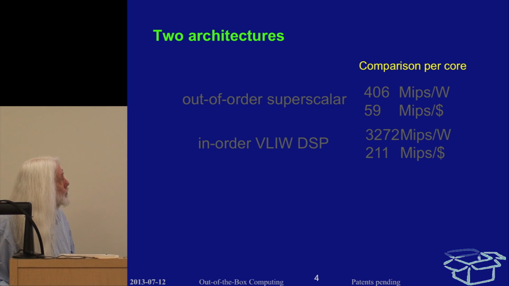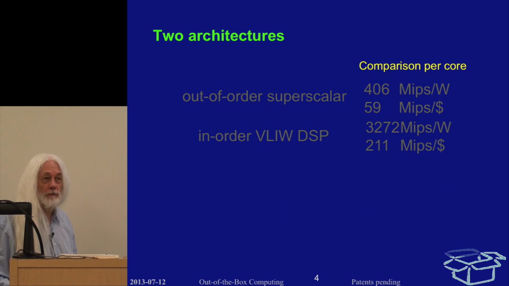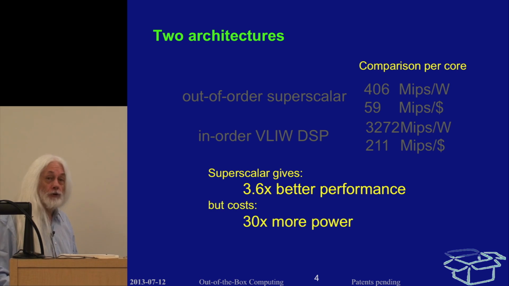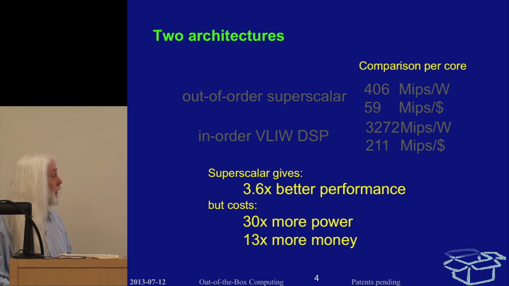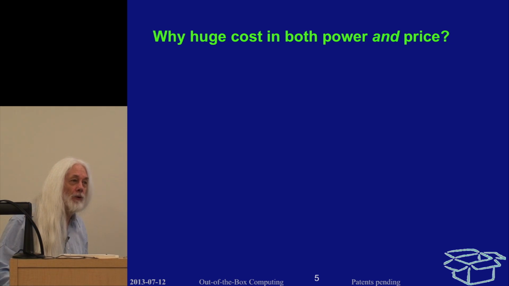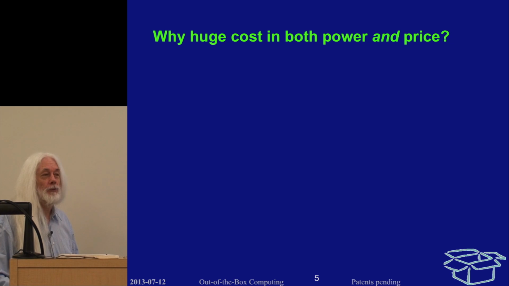If you compare these two on a per core basis, because if you recall, the out-of-order had 4 cores, the superscalar gives you a little bit better than 3.5 times better performance per core, but it costs 30 times as much power and 13 times as much money. Now, there's a rather striking disparity here, and how is it that such a difference in power and price is maintainable in the marketplace? You'd think that somebody would have arbitraged it away.